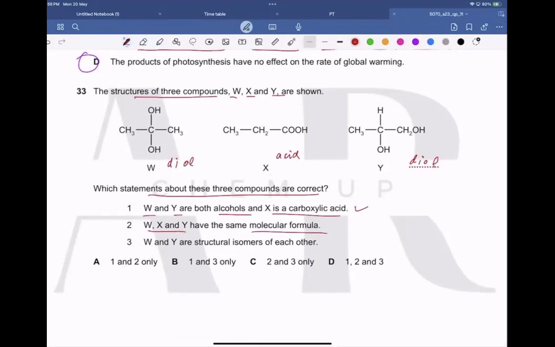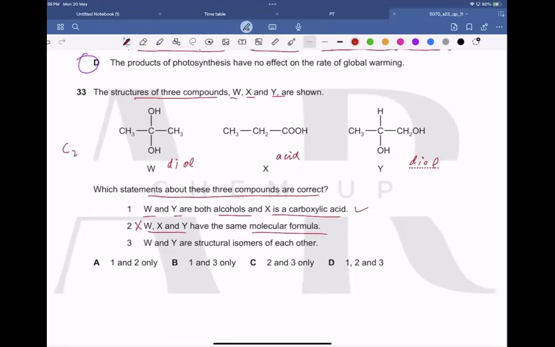I don't think so. No, it's not correct. If you work on the molecular formula, you will find that for W, it's C2H8O2. For Y, if you see C2H8O2. But over here, if you see C2H6O2. So 2 is wrong. So if 2 is wrong, A goes wrong, C goes wrong, and D goes wrong. So B is the correct answer. Yes, third one is correct because W and Y are the structural isomers of each other. Yes, because both are alcohols, both have the same molecular formula, but different structures, right?